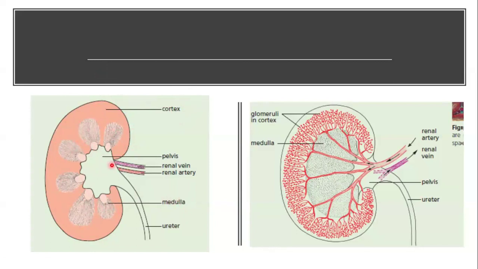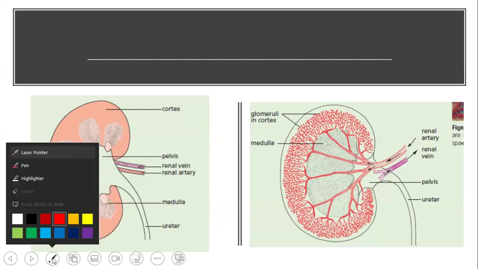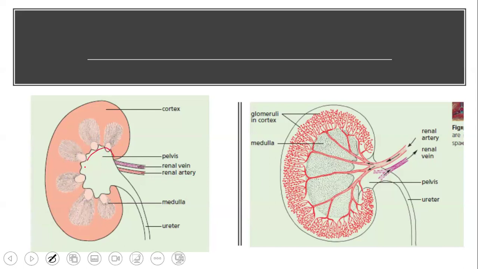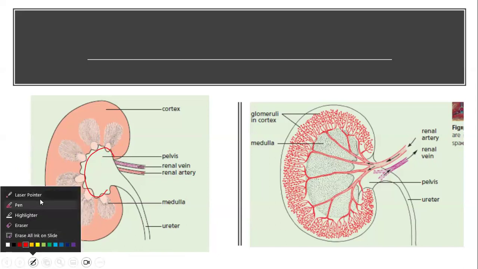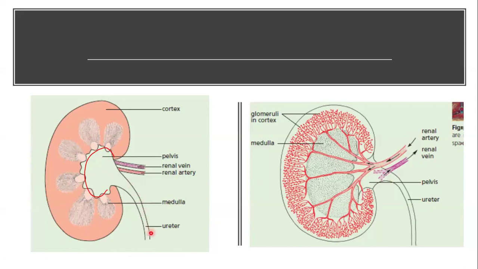Then, you will see that all of the medulla are arranged around a central region. This central region is what we call the pelvis of the kidney. And then this central region continues down to make a tube that we call the ureter. This is sort of an overall structure of what we see inside a kidney.